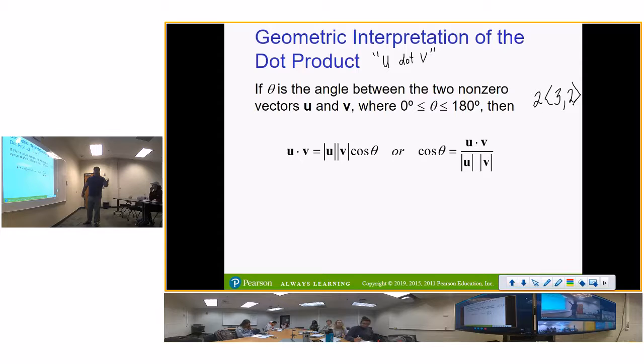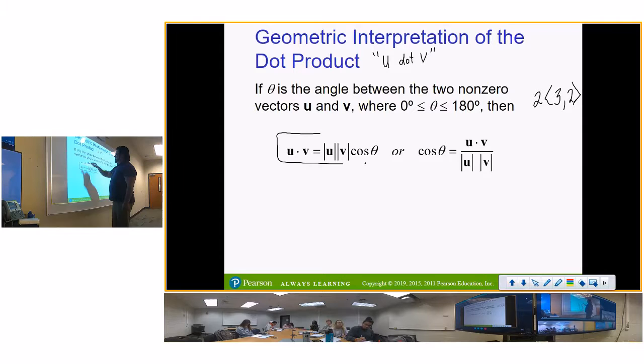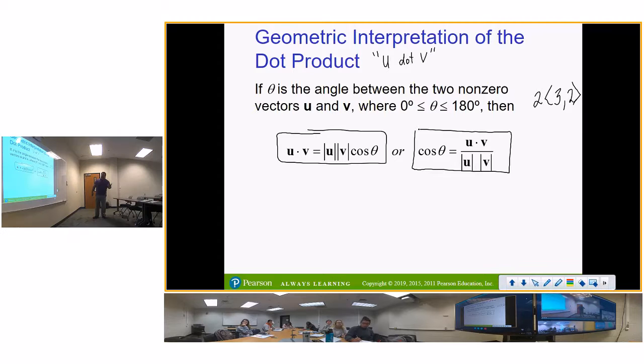Where the angle is between the 180. Now remember, you can find u dot v, and you can derive and find the angle using cosine is equal to u dot v over the magnitude of u times the magnitude of v. And you can put a little asterisk here if you want to. Okay? And they're going to give you an example here next.